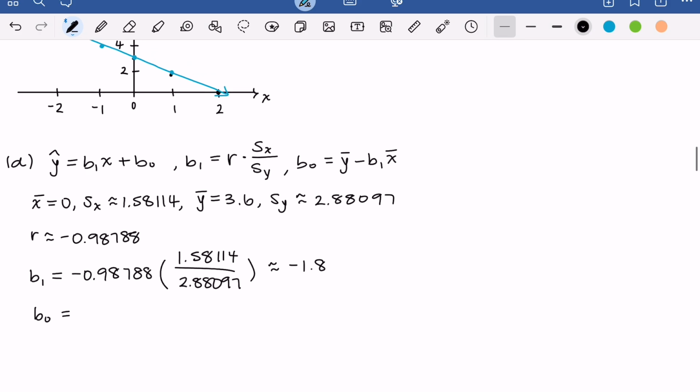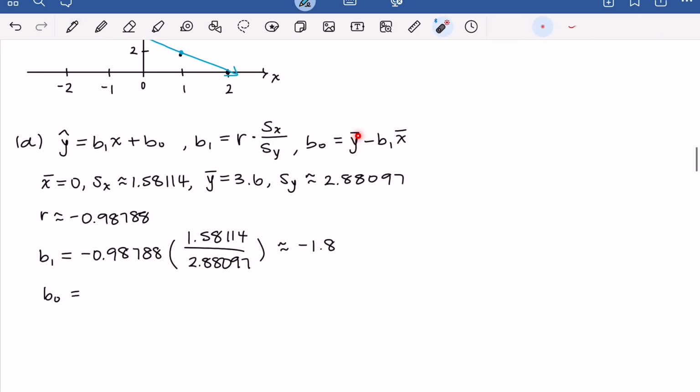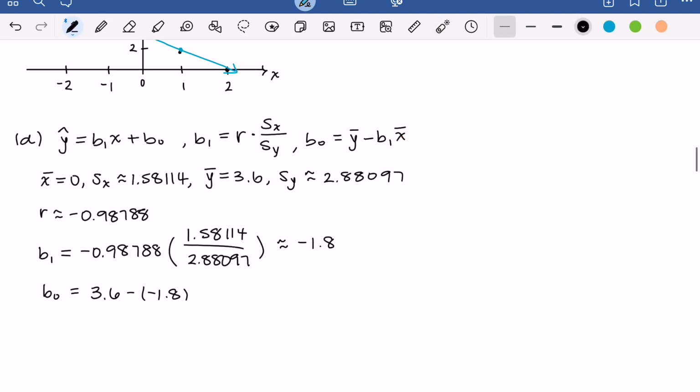Then for b naught, again, we're just plugging in these values. This is going to be our mean value for y, so 3.6, and we're going to subtract out this b1 times the mean for our x variables, which is going to be 0. So we're multiplying this by 0 here. And I'm just putting these parentheses here to emphasize that we're subtracting out a negative. So it is usually nice to put parentheses here. We don't want to drop any signs or anything. But luckily in this case, since we're multiplying by a 0, this whole thing's going to go away. So our b naught is just going to be 3.6.